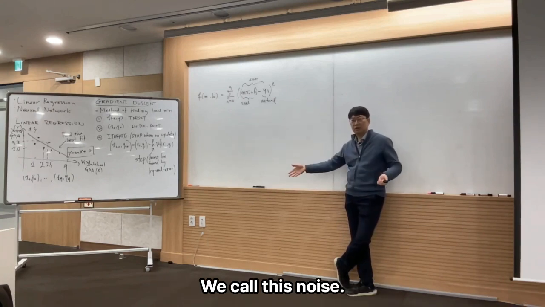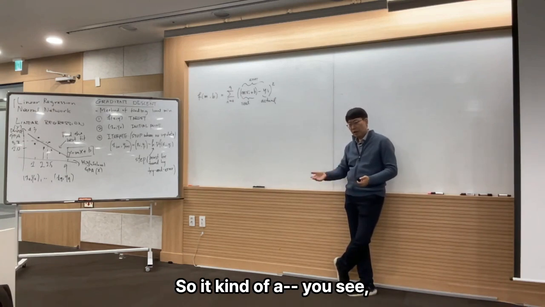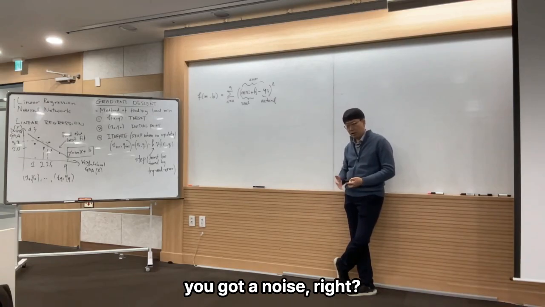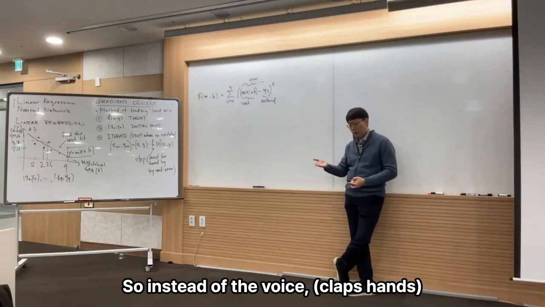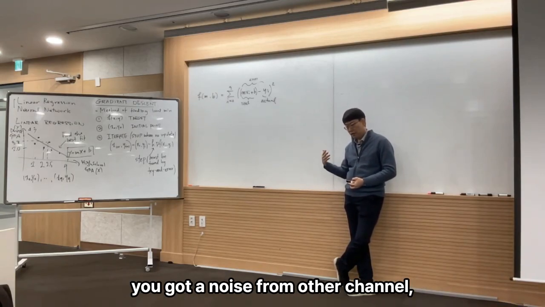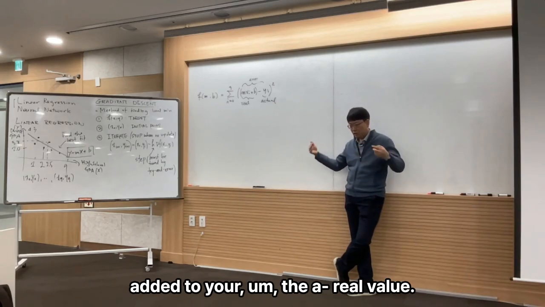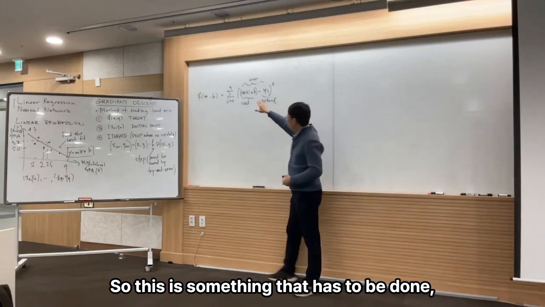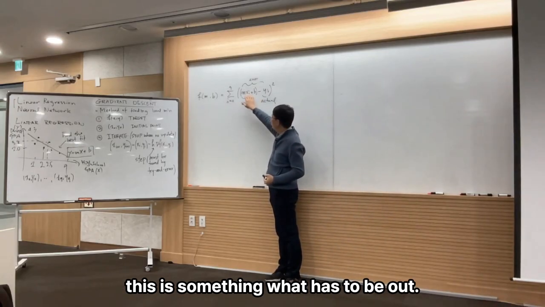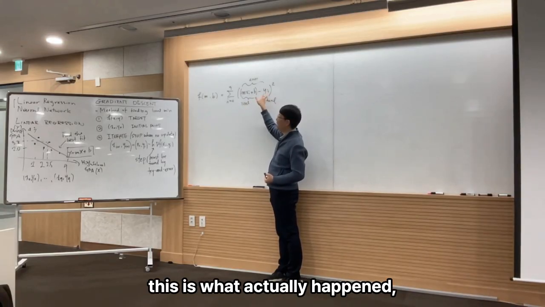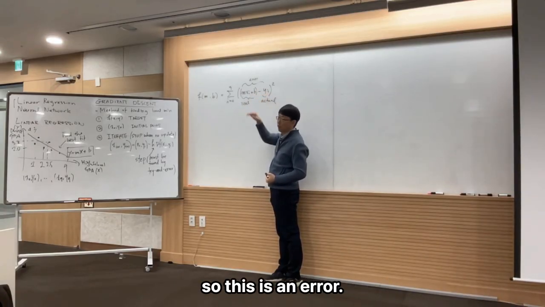We call this noise. Kind of like when you listen to music on the radio, you get noise, so instead of the voice, you get noise from another channel. So that's noise, something that's added to the real value. This is what has to come out, but because of the noise, because of our situation, this is what actually happened. So this is an error.